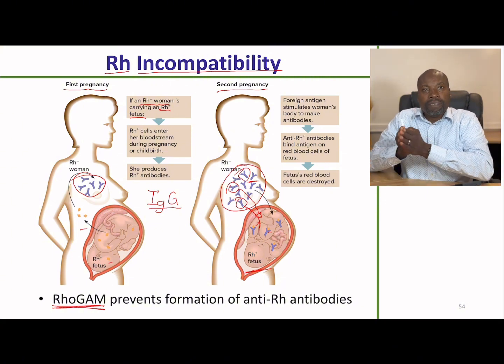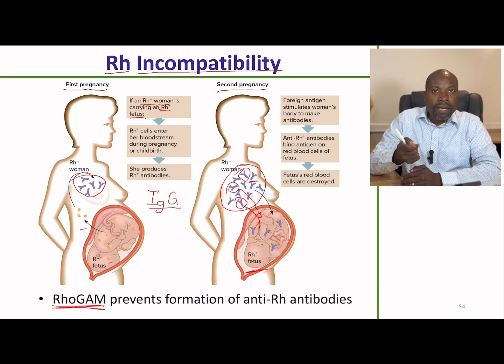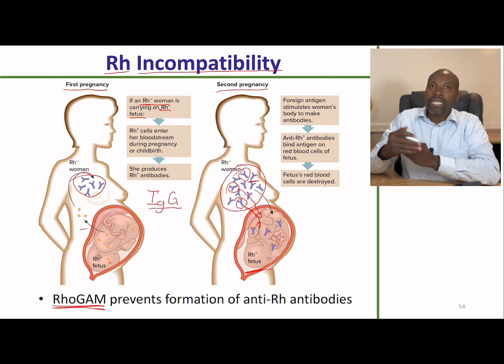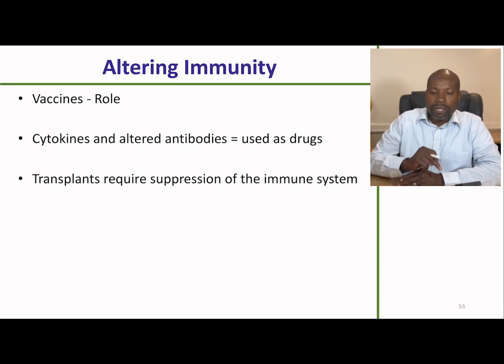And after giving birth, she will keep receiving this Rho gamma. When she becomes pregnant again, she will also be receiving Rho gamma so that her body will never have the chance to develop antibodies against the rhesus factor. So this is how this problem is solved.